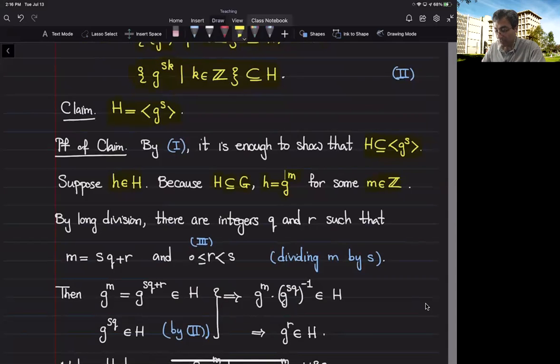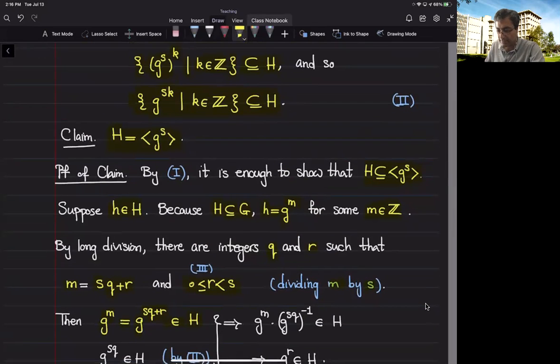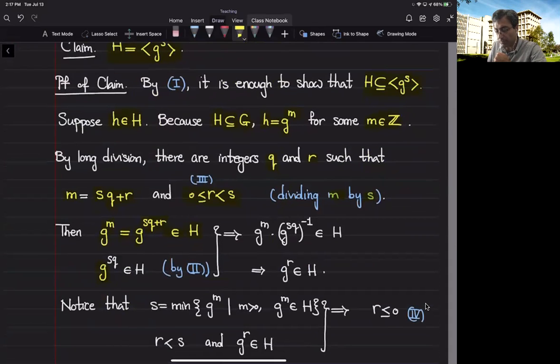Okay, so again, I'm going to take this m divided by s and get a quotient and a remainder using long division. So m is s times the quotient plus the remainder, and the remainder is a non-negative integer that is strictly less than s. We have divided m by s. Now, g to the m is g raised to the power sq plus r, and it is supposed to be inside H. We have proved that any integer power of s, when I raise g to that power, it belongs to H. In particular, g raised to the power sq is an element of H. So this part is an element of H, the whole thing is an element of H. That means that g raised to the power r should be inside H.